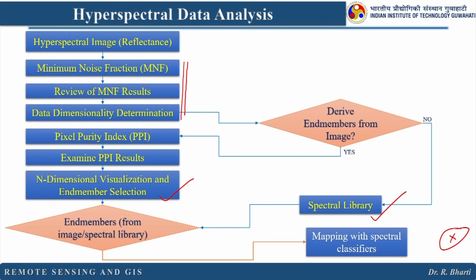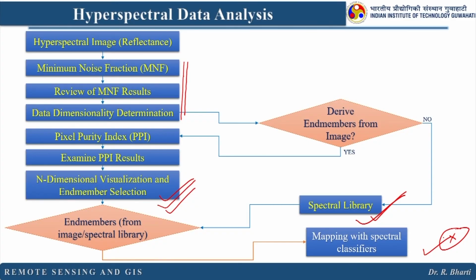So, in case I am going with the image derived end members, then I will be using those image end members as reference, and I will be using that as input in my spectral classifier to classify my hyperspectral image. In case I am not doing that, then I have to use the spectral library spectra as reference spectra, and then I will be using some spectral classifier to classify my image into different classes.